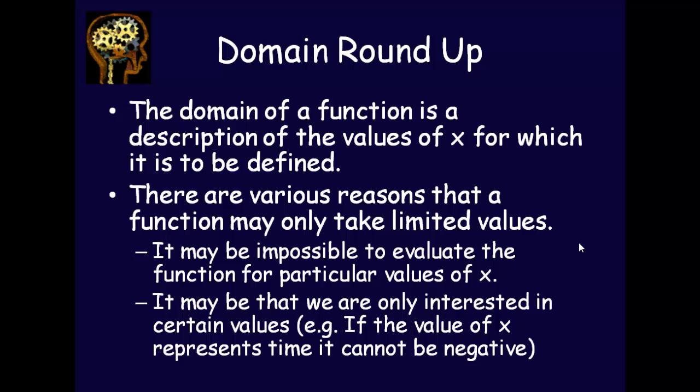So to sum up, the domain of a function is a description of the values of x for which it is defined. There are various reasons that a function may only take limited values. For example, it may be impossible to evaluate the function for certain values of x. It may be we're only interested in particular values. And sometimes x can't be negative, like for example if x represents time.